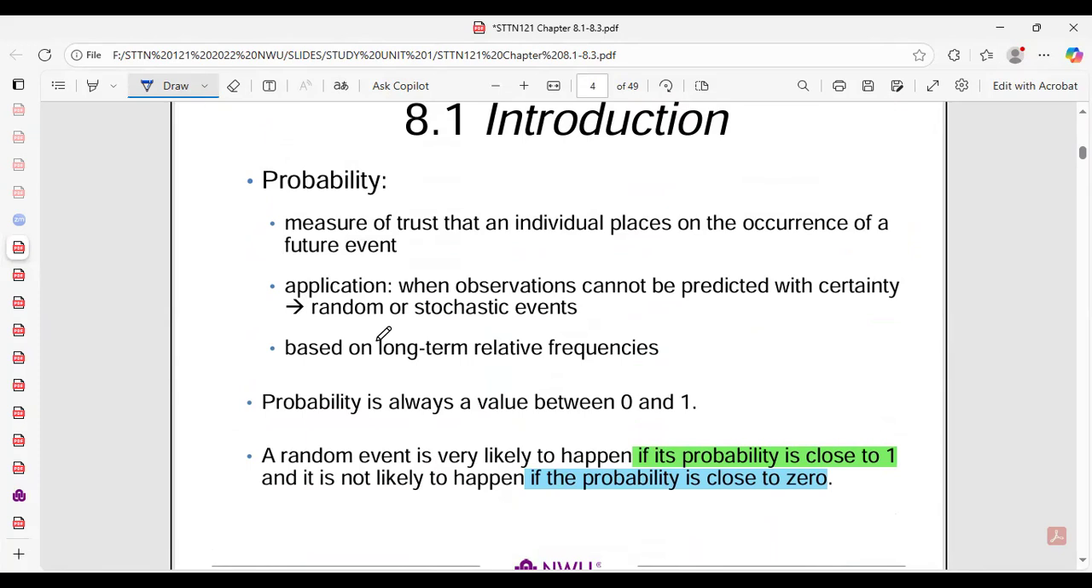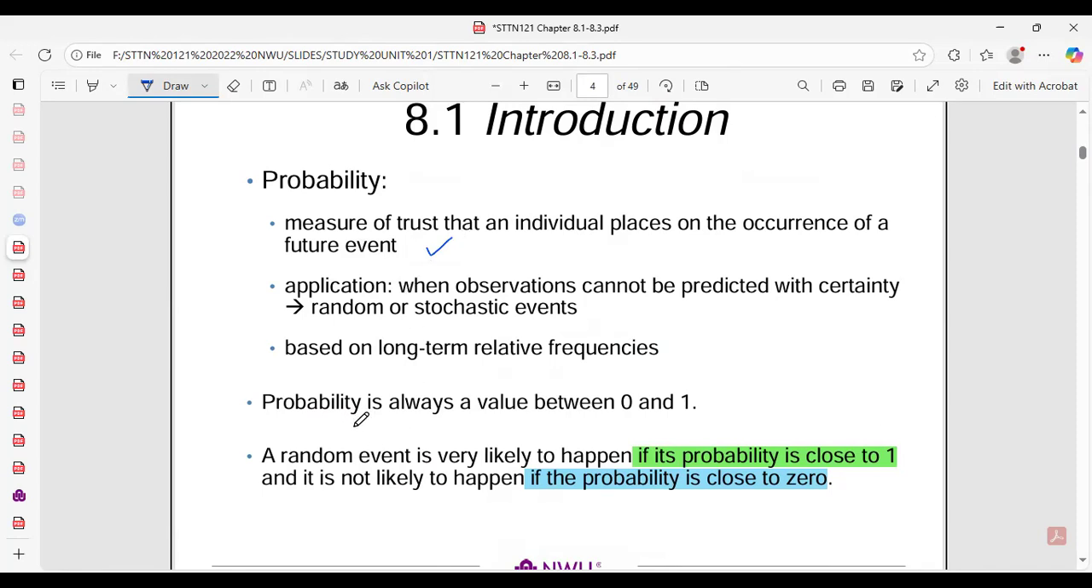For example, when you're doing STTN121, let's recall. Sometimes they will give you an event, or they will tell you that you toss a coin, and then ask what the sample space is. You need to find the sample space. You need to find the probability of tossing the coin. That would be the event of tossing, maybe heads or tails. So with probability, you measure the trust an individual places on the occurrence of a future event.